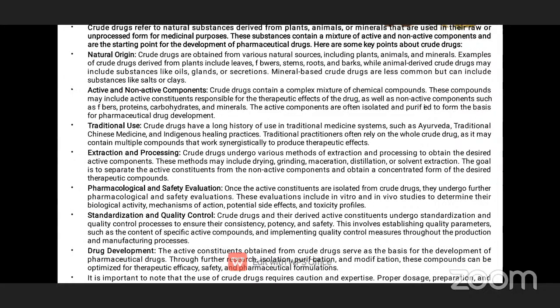Extraction and processing. Crude drugs undergo various methods of extraction and processing to obtain the desired active compounds. These methods may include drying, grinding, maceration, distillation, solvent extraction. The goal is to separate the active constituents from the non-active components and obtain a concentrated form of the desired therapeutic compounds. Pharmacological and safety evaluation.